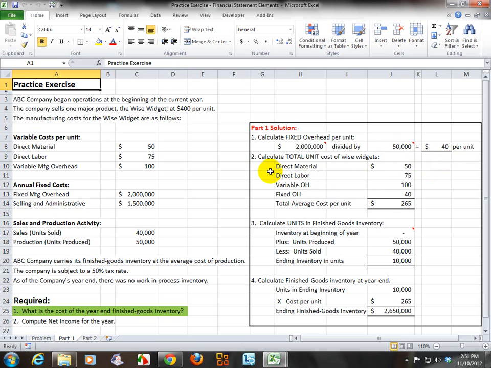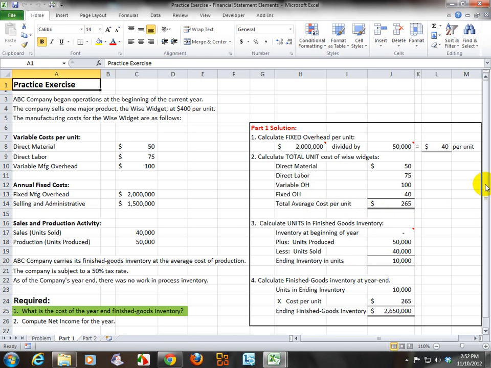So then we can do a summary, and the second step we can calculate the total unit cost of these Wise Widgets. We'll pick up the direct material, direct labor, and variable overhead that was provided for us in the problem, and we add in the fixed overhead of $40 per unit to get a total average cost per unit of $265 per unit. That means every time they manufacture a Wise Widget, it costs them $265 to do that.